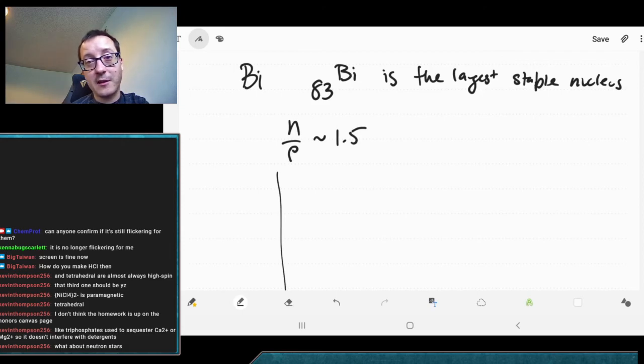The reason for that, remember, is that the neutrons are creating the strong nuclear force that prevents protons from repelling one another. The more neutrons you have, the more of that force you're able to make. But if you have too much of that force, then bad things happen.